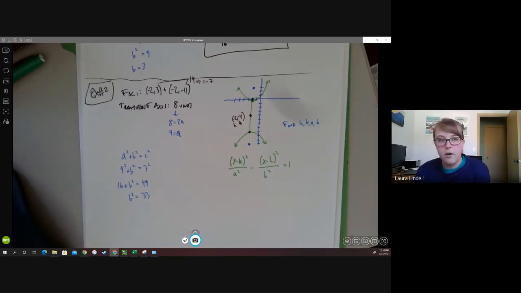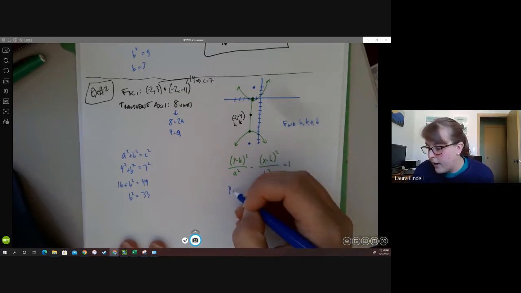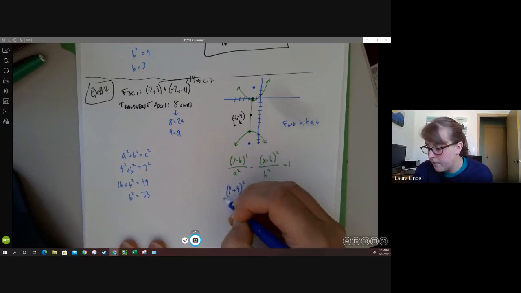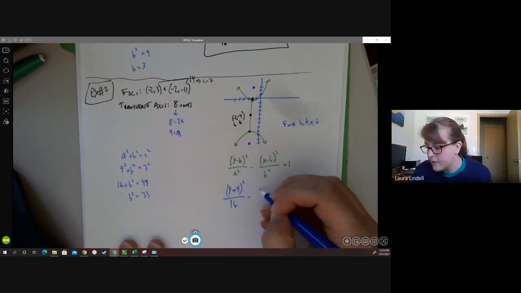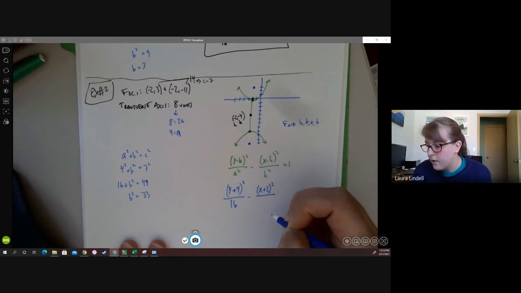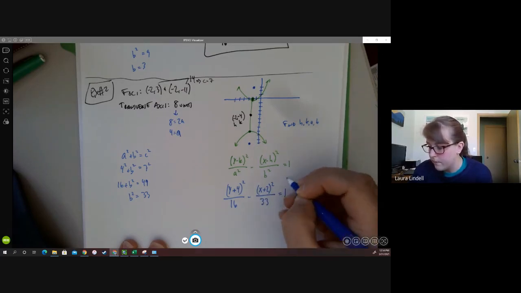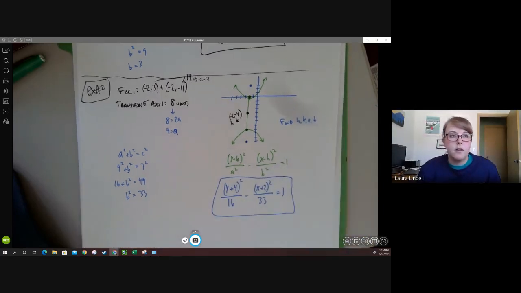But now we have enough to write our equation. y minus k would be y minus -4, so y + 4, squared, over a², so 16. x minus h would be x minus -2, which is x + 2, squared, over b², which was 33, equals 1. So there we go.